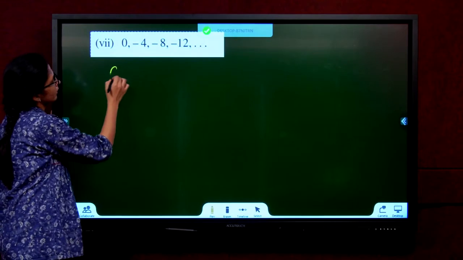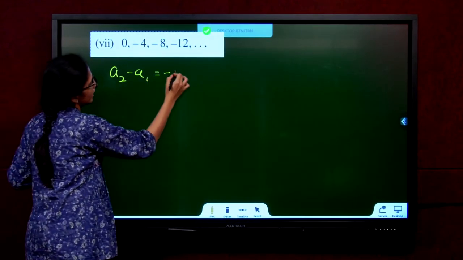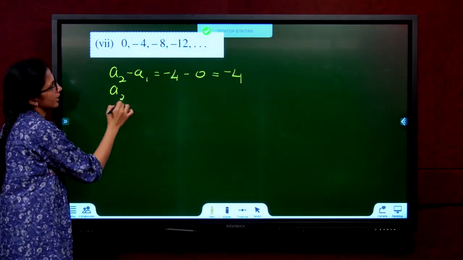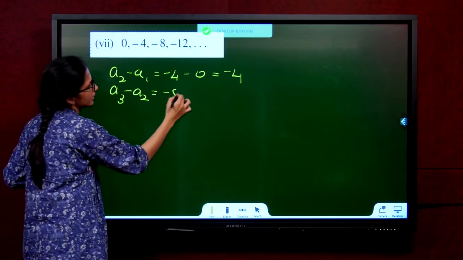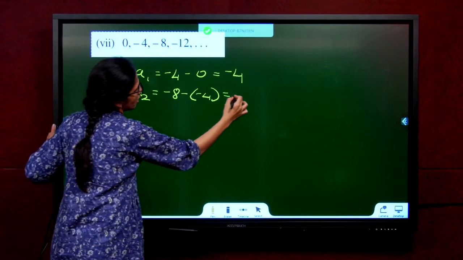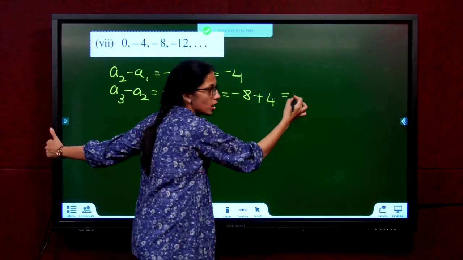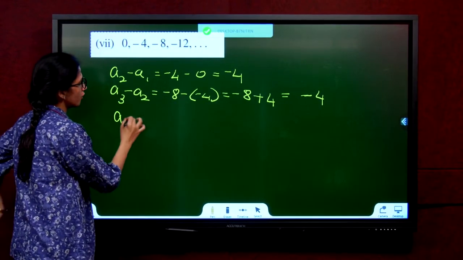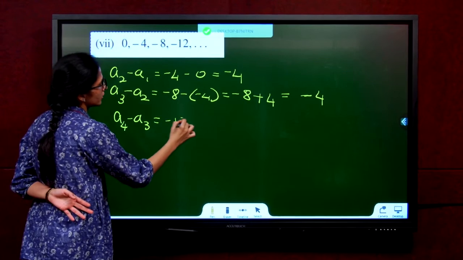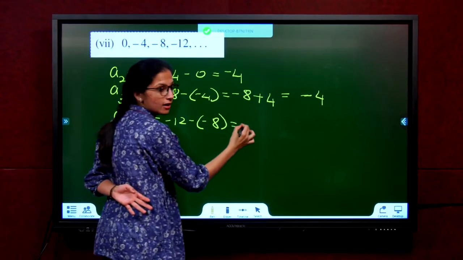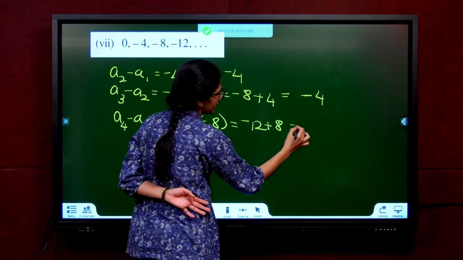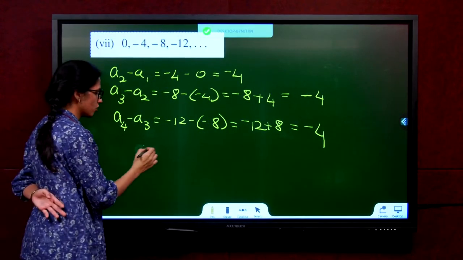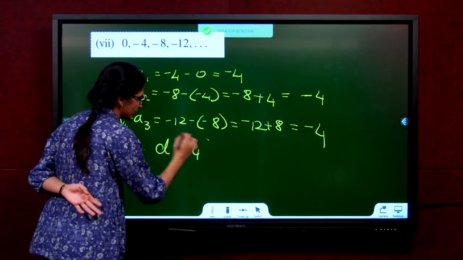So now A2 minus A1: minus 4 minus 0, minus 4. A3 minus A2: minus 8 minus of minus 4, minus 8 plus 4, minus 4. Matching. Go ahead. A4 minus A3: minus 12 minus of minus 8, minus 12 plus 8, minus 4. All three cases same difference, therefore common difference is minus 4. Yes, it is an AP.